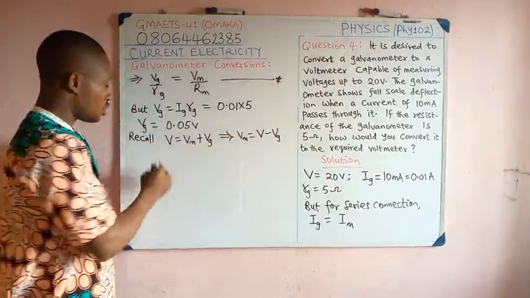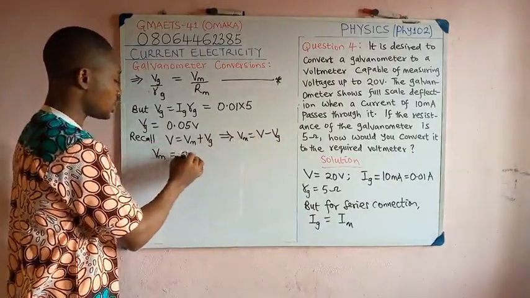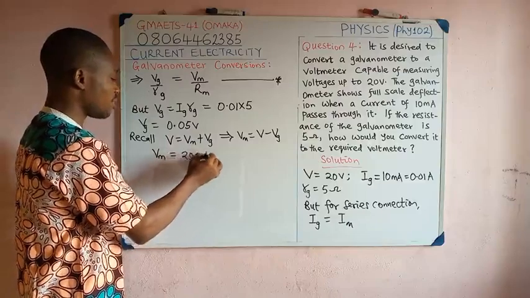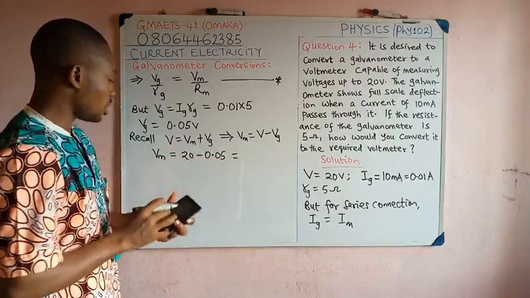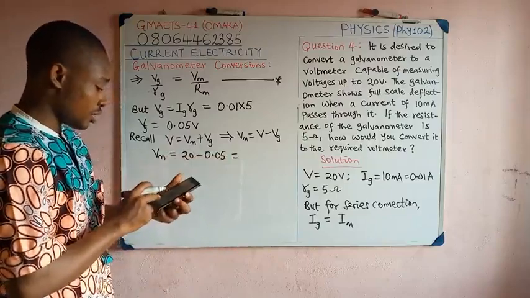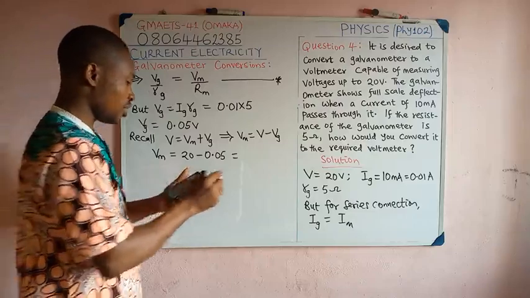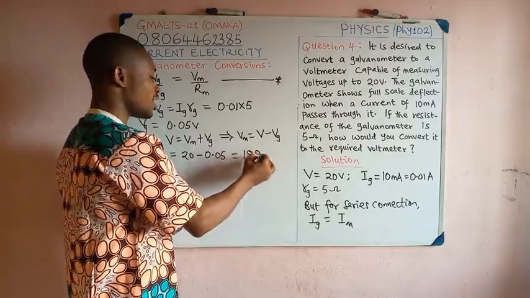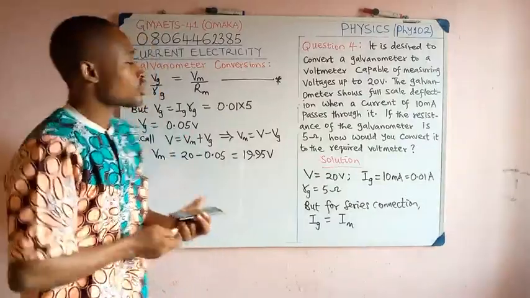Is that okay? So the voltage of the multiplier will now be equal to total voltage, which is 20, minus voltage of the galvanometer, which is 0.05. This will give us voltage of the multiplier to be 20 minus 0.05. From here, it's 19.95 volts. Did you get the same thing? That's correct. So our problem is solved.